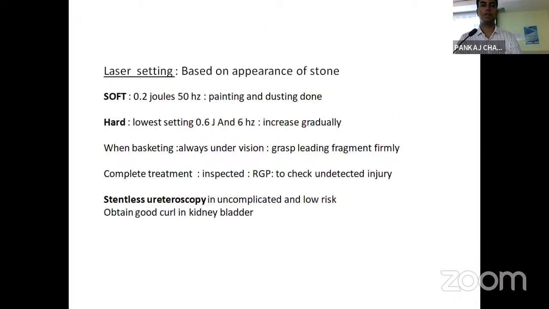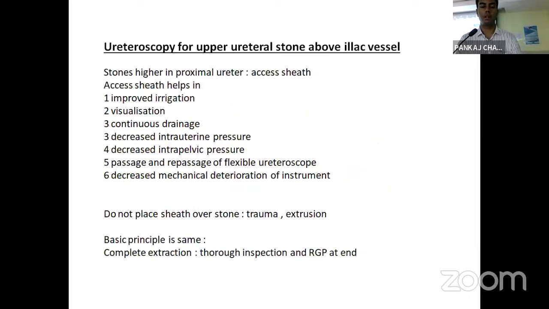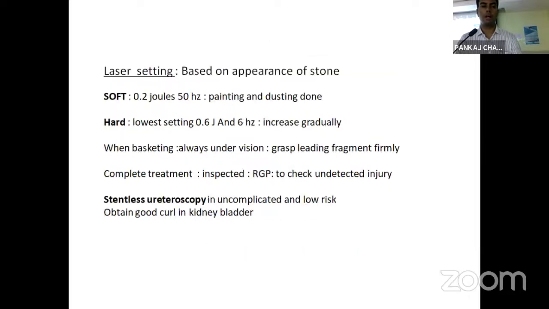Laser settings are based on the appearance of the stone. If the stone is soft, 0.2 joules at 50 Hz is used, and painting and dusting is done. If the stone is hard, the lowest setting of 0.6 joule and 6 Hz is used, which is increased gradually.